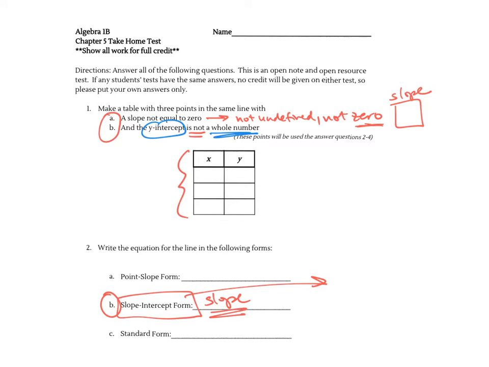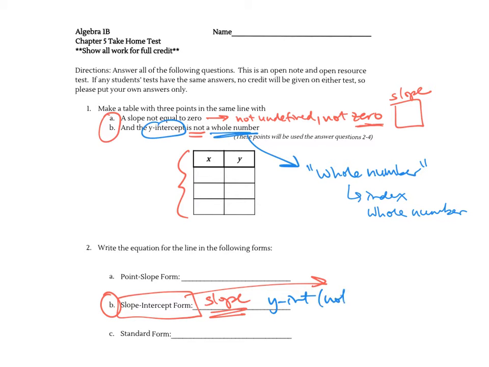So if you don't know what a whole number is, just look that up, right? What's a whole number? It's in your book. Also on Google. So look in your book, go to the index or the glossary and look up whole number, go to that page and it will tell you. And so pick something that's not a whole number to go here. Okay, a y-intercept that's not a whole number.